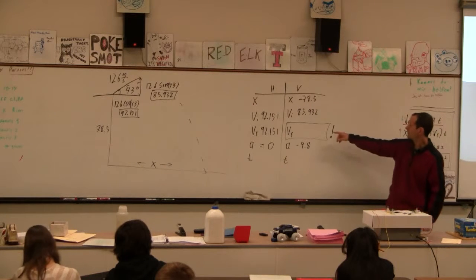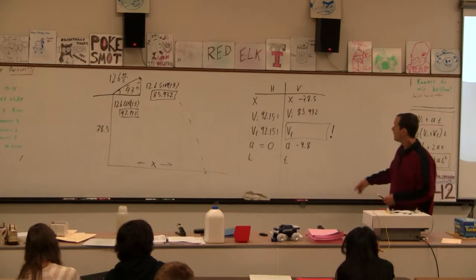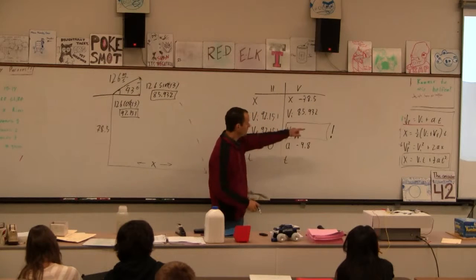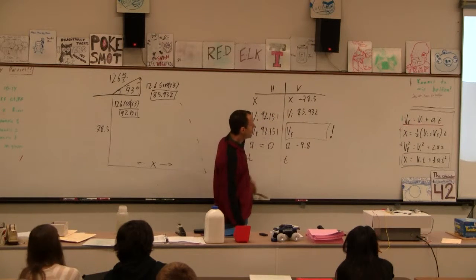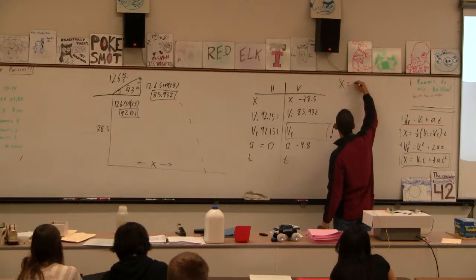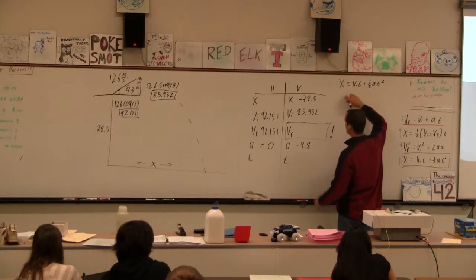What do we want to solve for? This guy first or this guy first? Solve for time. Okay, so do we have a formula that has no VF? That's the trick, right? Does one of those formulas have no VF? The bottom one does, right? So let's just set that guy up. X is VI t plus 1/2 a t squared. Let's plug in our numbers.